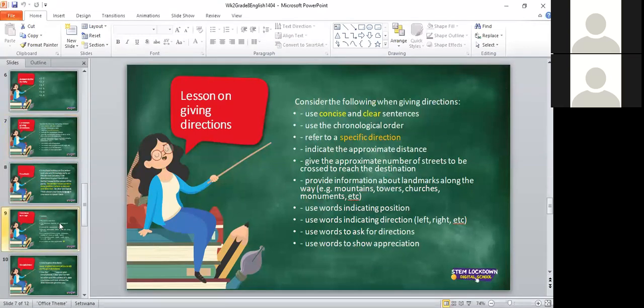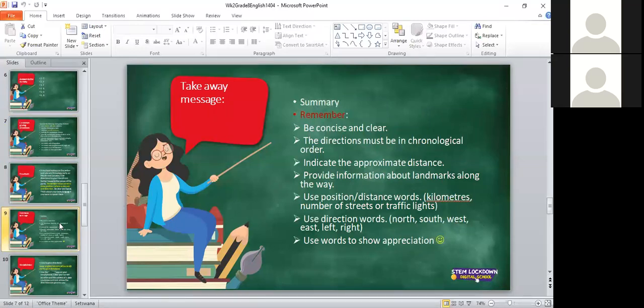Okay, let's continue. So we can summarize our lesson to say that when you give directions, you become concise and clear. No vague statements, no statements which have multiple meanings. You give the directions in chronological order.